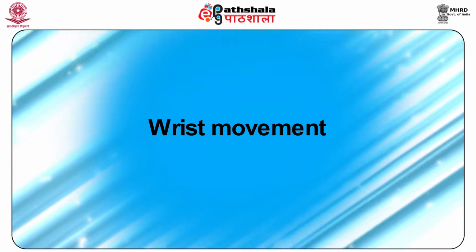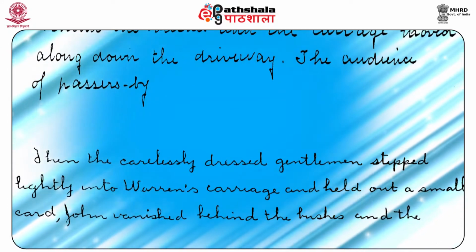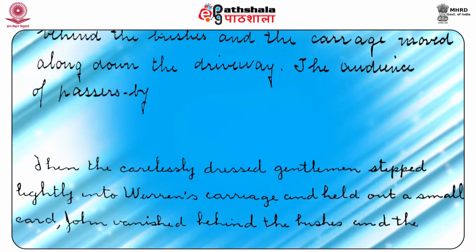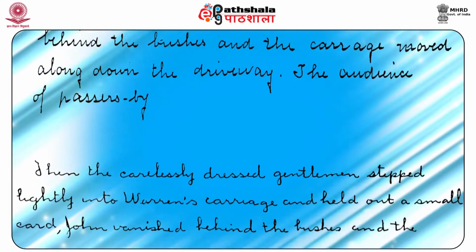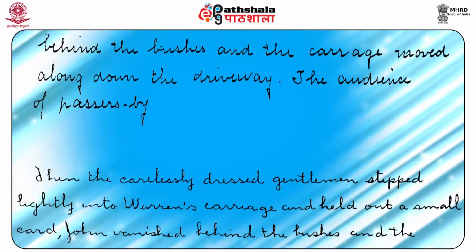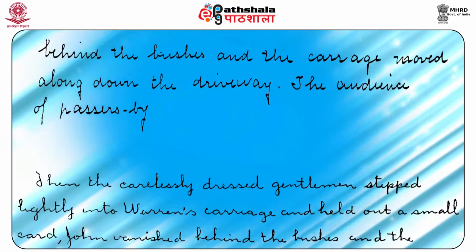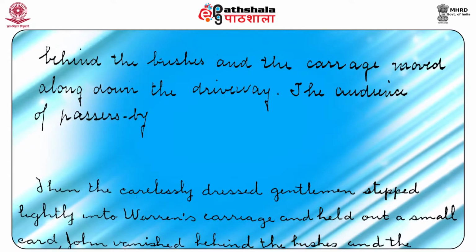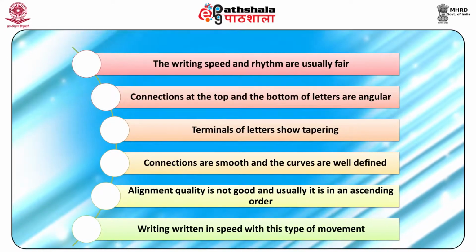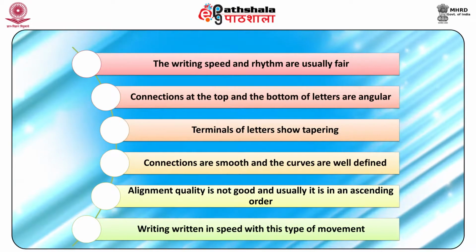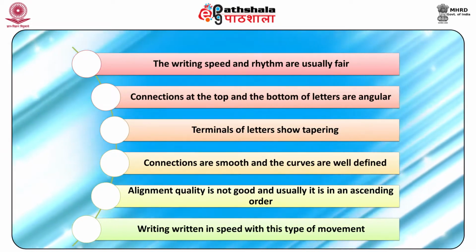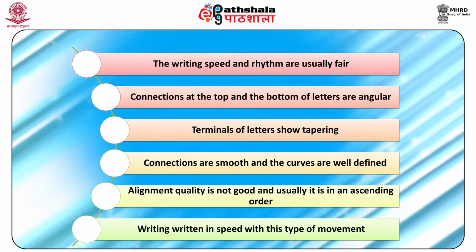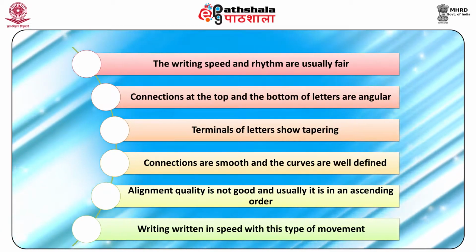Next is wrist movement. The wrist here is the center of action and acts like a pivot, and there is a movement of the hand as a whole and fingers with the wrist acting as the center of action. The features of wrist movements are that the writing speed and rhythm are usually fair. The connections at the top and the bottom of letters are angular in nature. The terminals of letters show tapering.